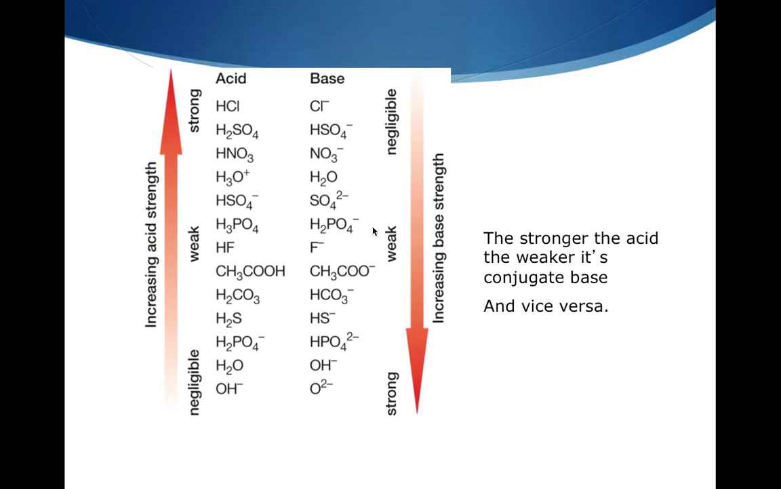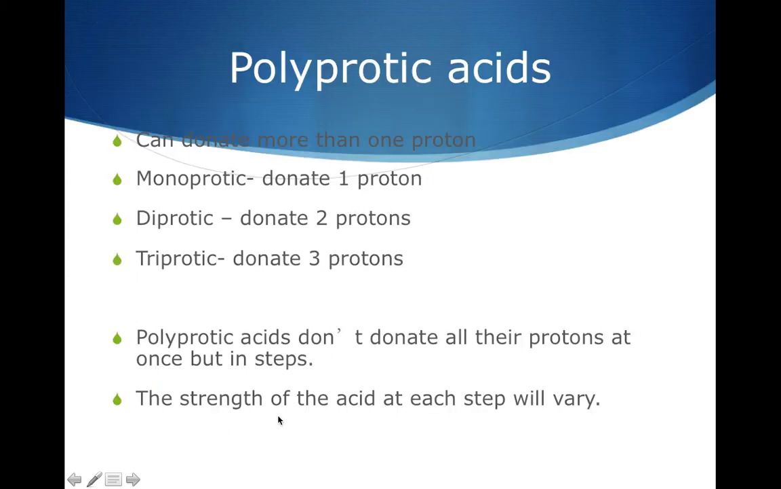The stronger the acid, the weaker its conjugate base, and vice versa. So a very strong conjugate base will give you a very weak acid. Now, some acids can donate more than one proton. Some can donate 2 or 3.